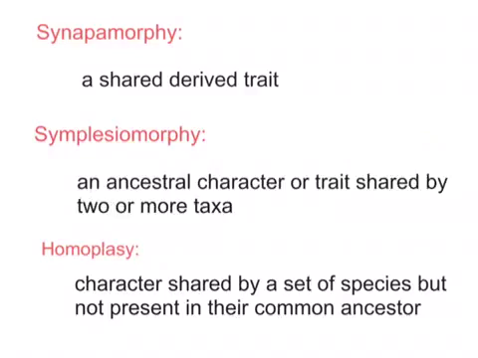Here are the definitions of the traits you can find in a phylogenetic tree. So the first one is a synapomorphy, which is a shared derived trait, a symplesiomorphy, which is an ancestral character or trait shared by two or more taxa, and then lastly a homoplasy, which is a character shared by a set of species but not present in their common ancestor.